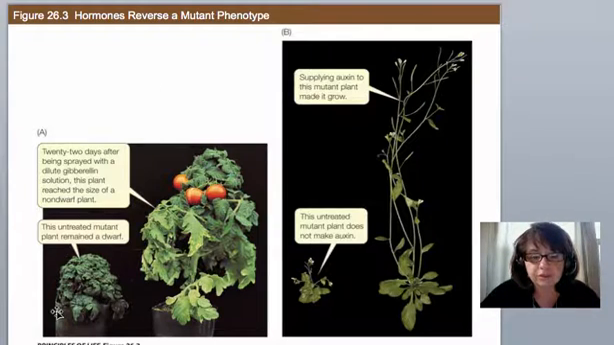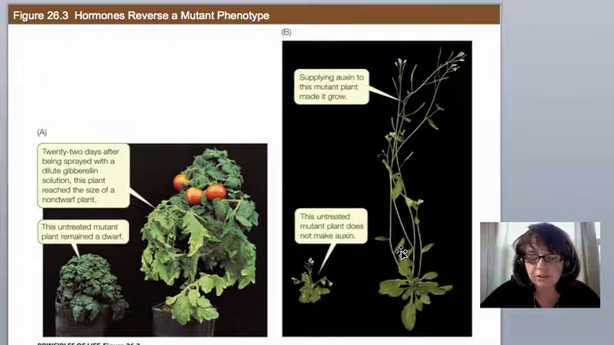So both of these small plants are mutants that they know the gene that they shut down, and they know that if they put back the hormone, they can make, this one is sprayed with gibberellin, they can make it grow taller and the fruit fleshier.